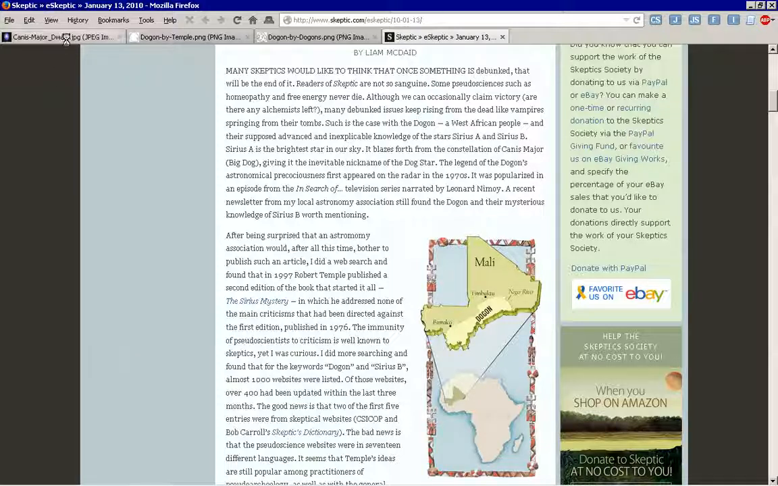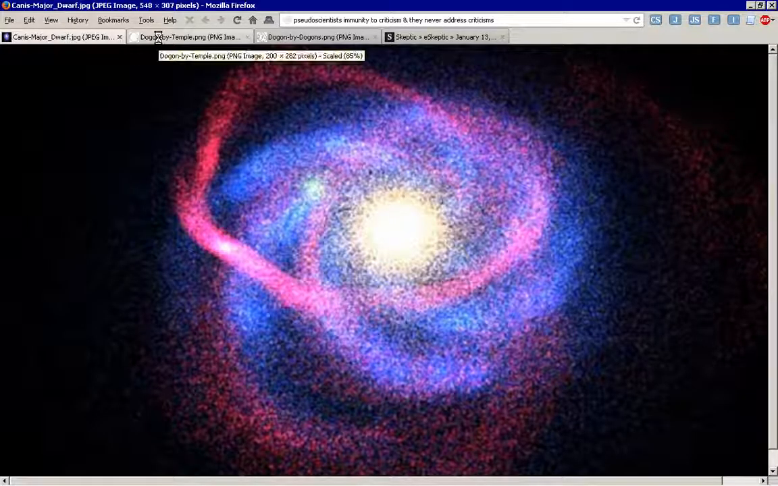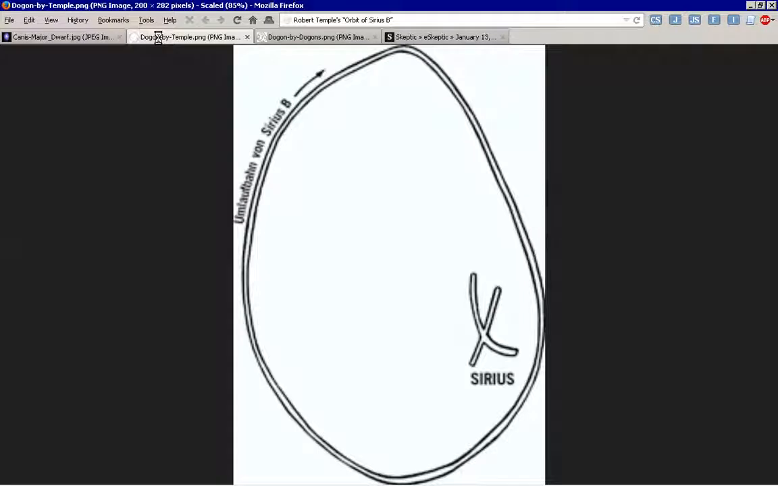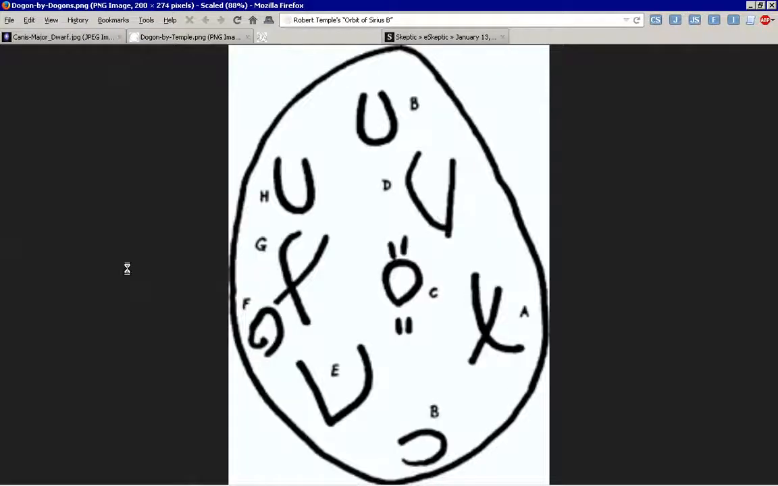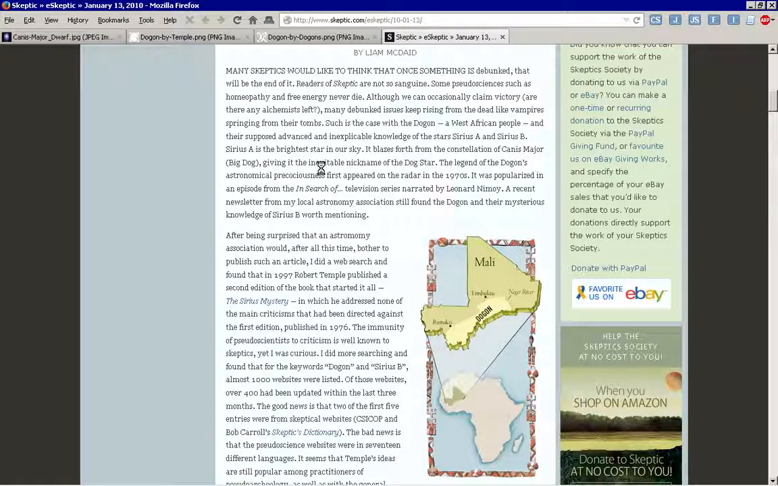So let's review. This is Canis Major Dwarf Galaxy. Has something to do with it. This is what was put in a book regarding the Dogon. This is what the person was handed and turned into some other meme or myth. And this is the Skeptic's Dictionary and a bunch of places like this. You can find out information if you want to about these subjects, about people appropriating cultures and misusing them and lying about them.